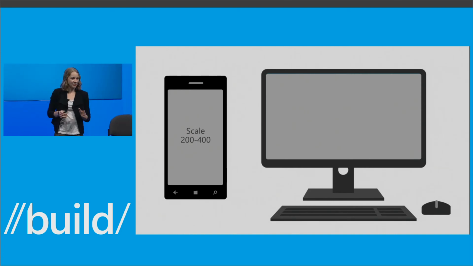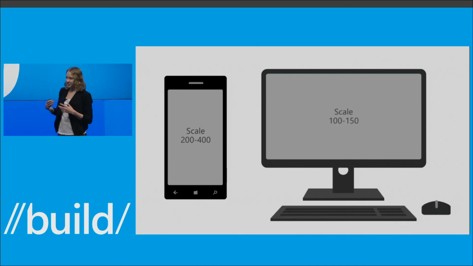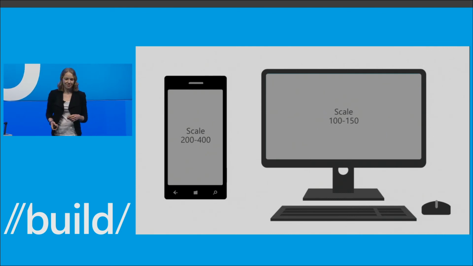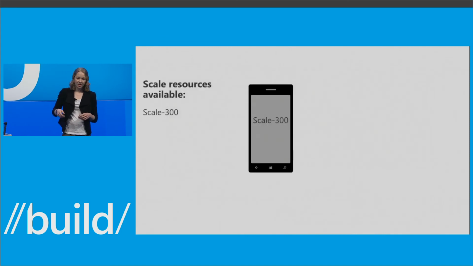As I said, the scale of a phone is usually about 200 to 400. 300 is a good number. And the external screen that the phone's connecting to will typically have a scale between 100 and 150. So by default, only scale assets for the phone will actually be deployed to the phone, even if you made more assets available in your app package at first.